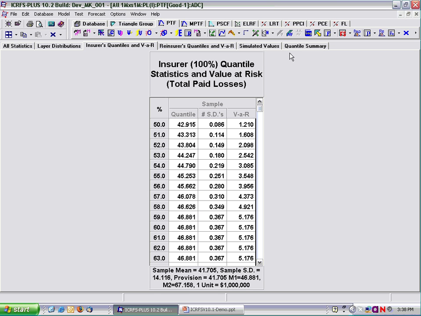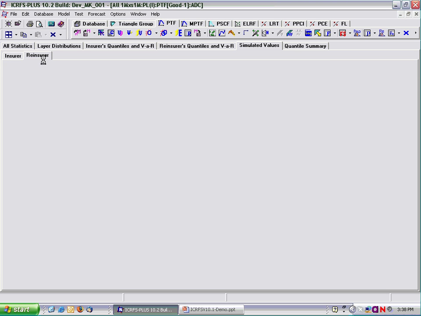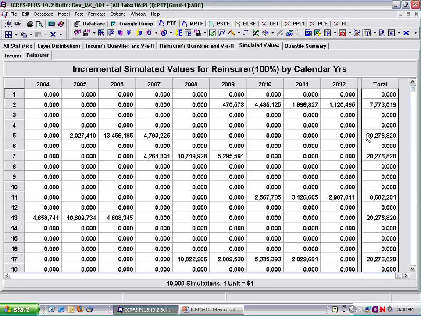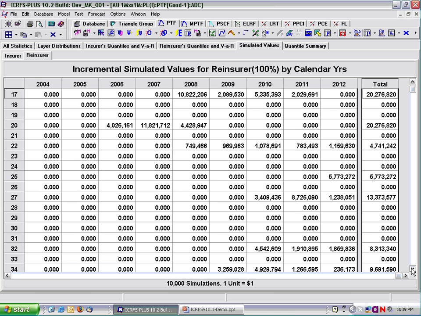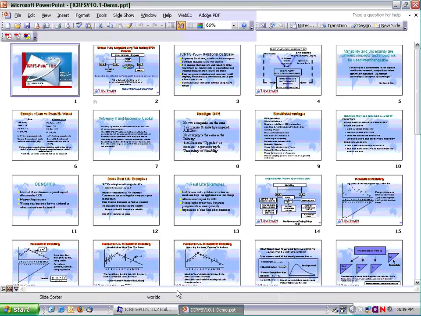If you look at the simulated values for the reinsurer, let's see how often he pays his limit of about $20 million. Limit, limit, limit, limit. Why is it so often that he pays a limit of $20 million? I guess the reason for that is, if I can find a spare transparency, so why don't we insert another slide.